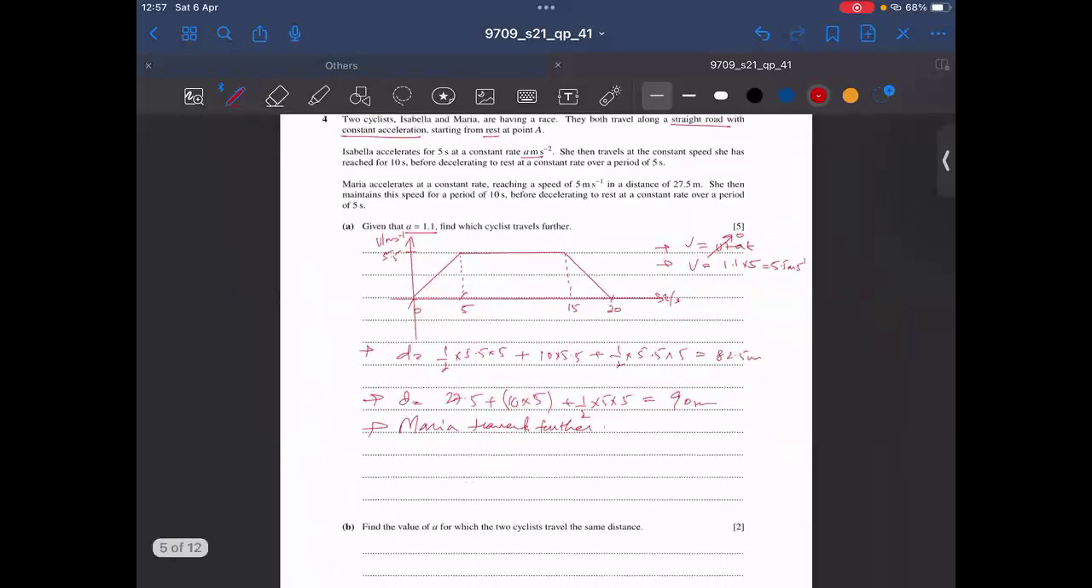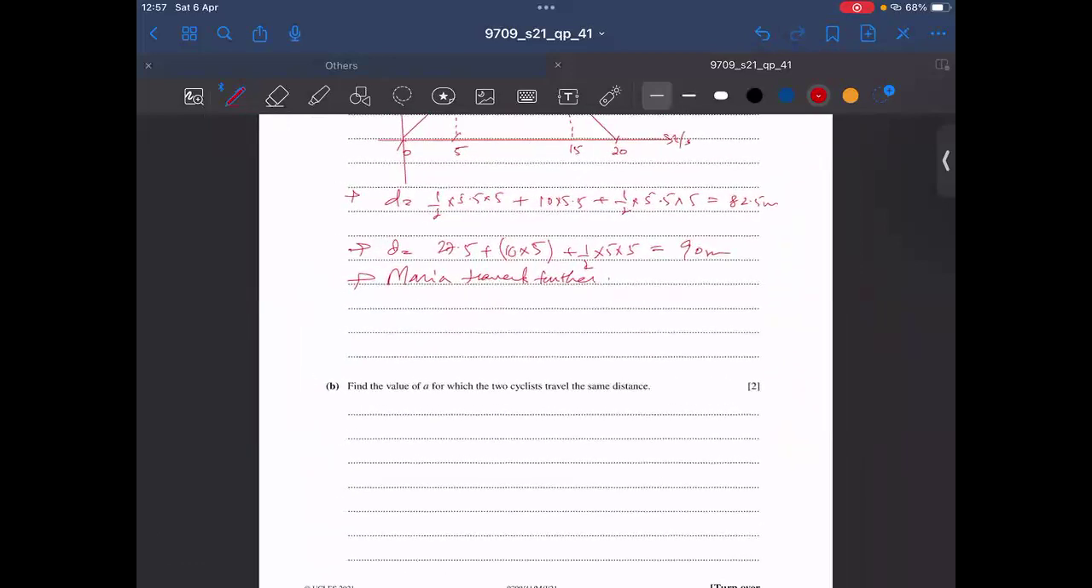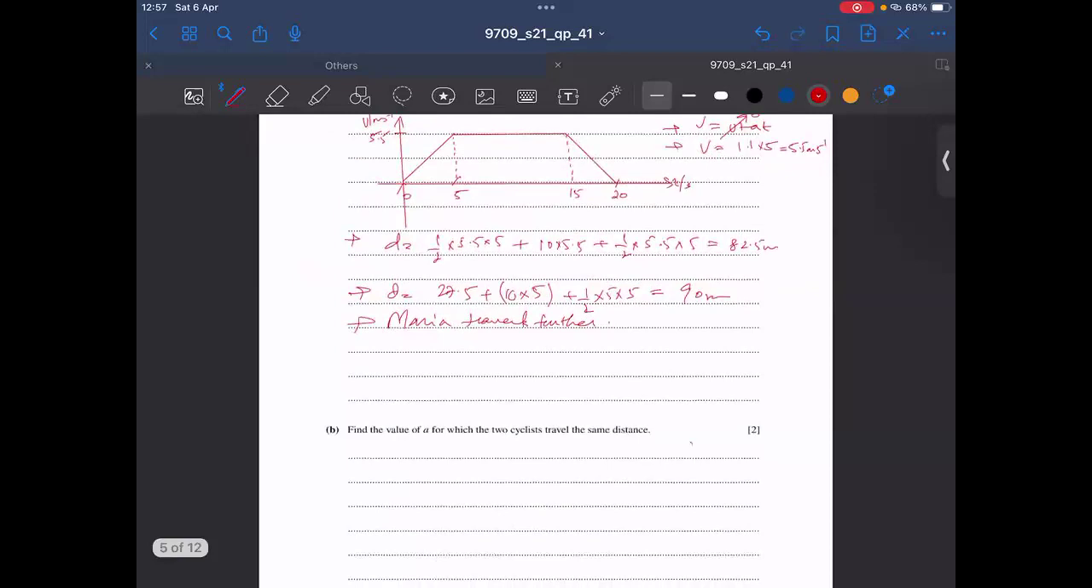Yes, sir. Find the value of A for which the two cyclists travel the same distance. Oh, wow. So if the value of A is unknown, V is going to be equal to 5A basically. So it's going to be half times 5 into 5A. In place of 5.5, I'm going to be placing 5A.